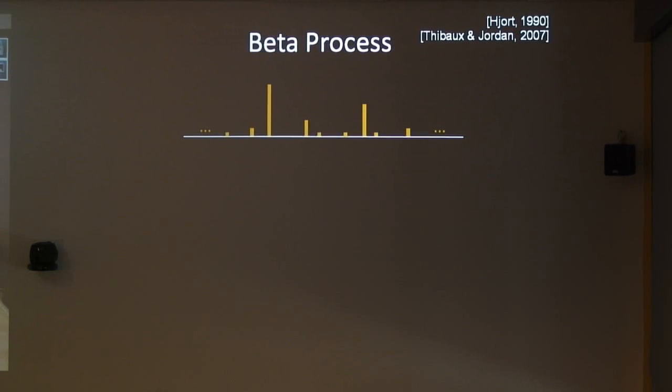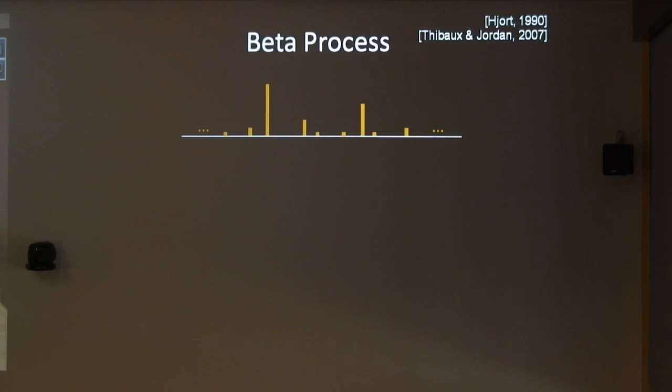It's slightly different. You have a bunch of sticks, also with locations that are random and heights that are random, but it doesn't sum to 1. And the sticks, though, are between 0 and 1. And what can you do with something like this? I'll explain in more detail what exactly this beta process is.